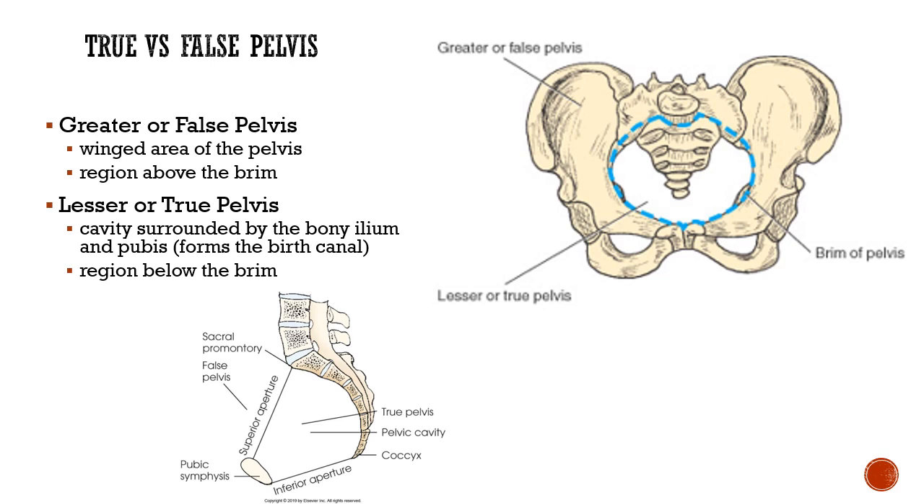Now the greater pelvis or false pelvis is the winged area of the pelvis, the region above the brim. So this is the region that we're talking about here. And that's the part that we can see where the brim of the pelvis is, the ala, for example, that whole area. The lesser or the true pelvis is technically called the pelvic cavity. And that's where we've got the bony ilium and the pubis that forms the birth canal for the female. And it's the region below the brim.